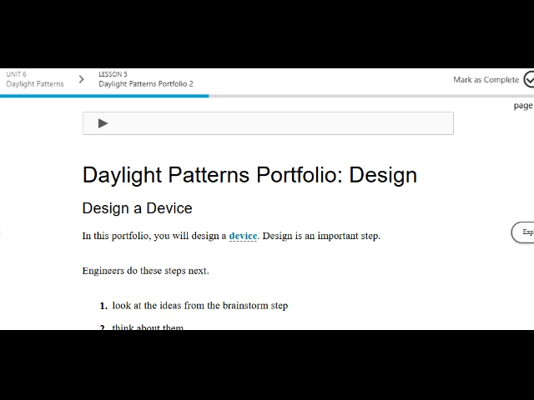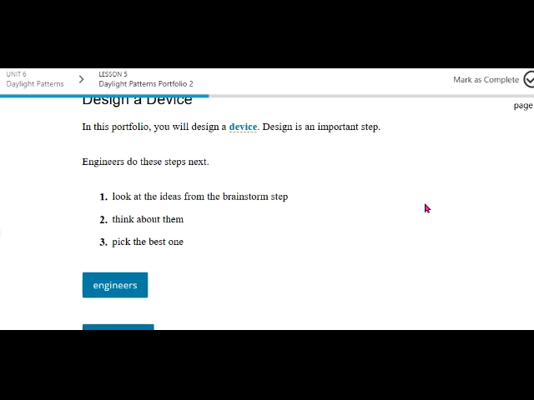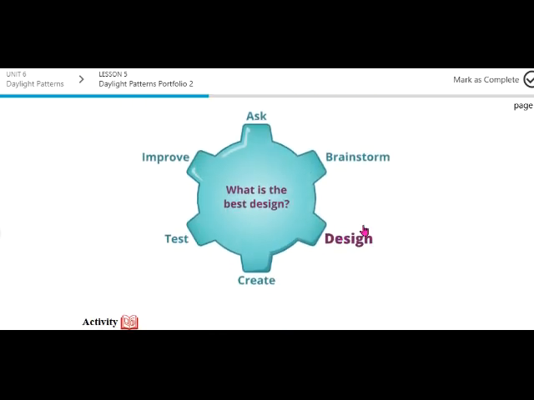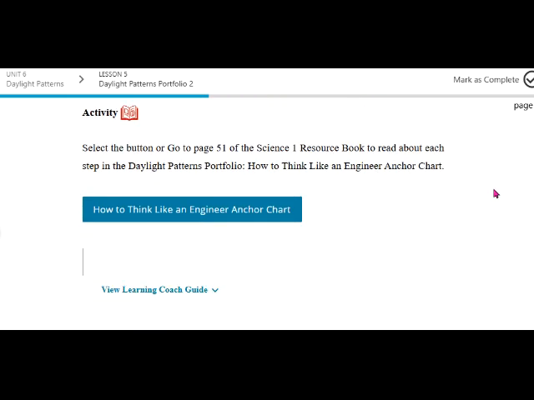Design a device. In this portfolio, you will design a device. Design is an important step. Engineers do these steps next. Look at the ideas from the brainstorm step, think about them, and pick the best one. Here we are on the third step, design. What is the best design?